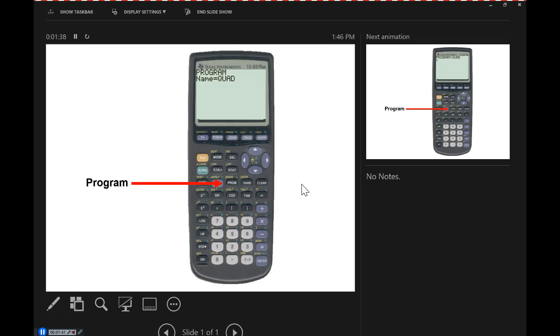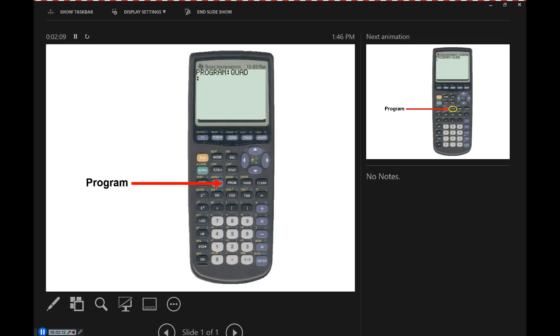Because this is the quadratic formula. It comes after the R. Or before the R. That's the way the alphabet works. Okay. Once you've got a name for your program, go ahead and press Enter, and your screen should now look like this.